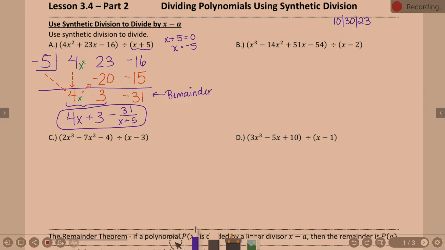This is synthetic division. Now, you want proof for that answer? Go back to our first long division problem from Friday. It's the same problem. Friday we did it with long division, today we did it with synthetic division. The 4x plus 3 minus 31 over x plus 5. I don't know if that's enough proof for you that it does the same thing, but it does.